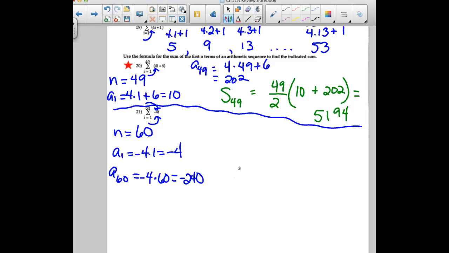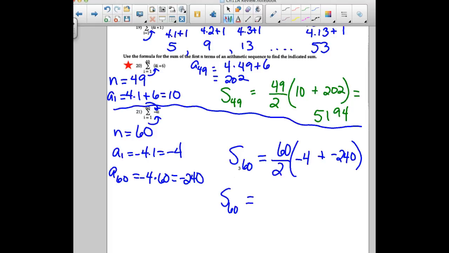All right, so using that same formula we just had, we are summing 60 numbers. So we're going to have n divided by 2, 60 divided by 2, times the sum of our first plus our last. So 60 divided by 2 would be 30. -4 plus -240 is -244. When we do that multiplication, we should get a sum of those 60 numbers being -7,320.